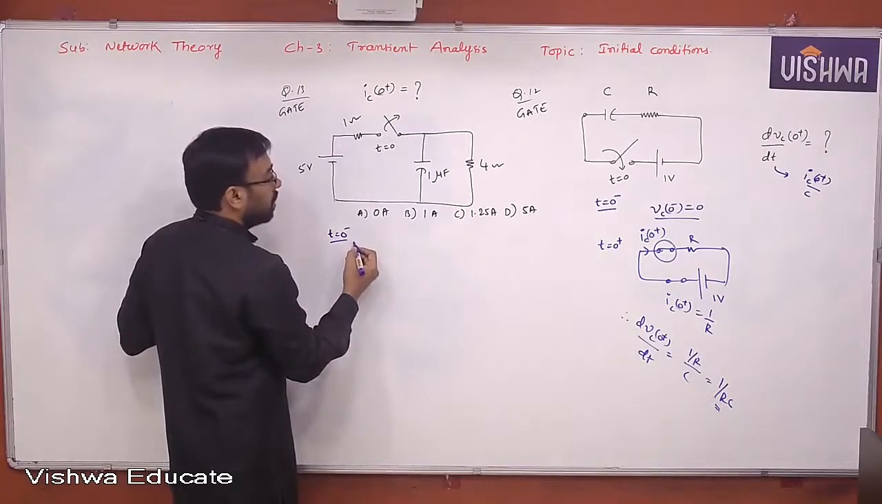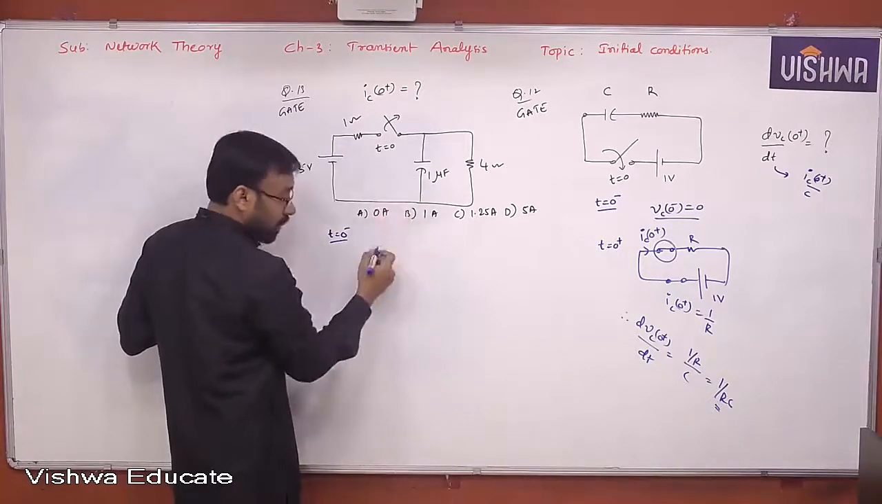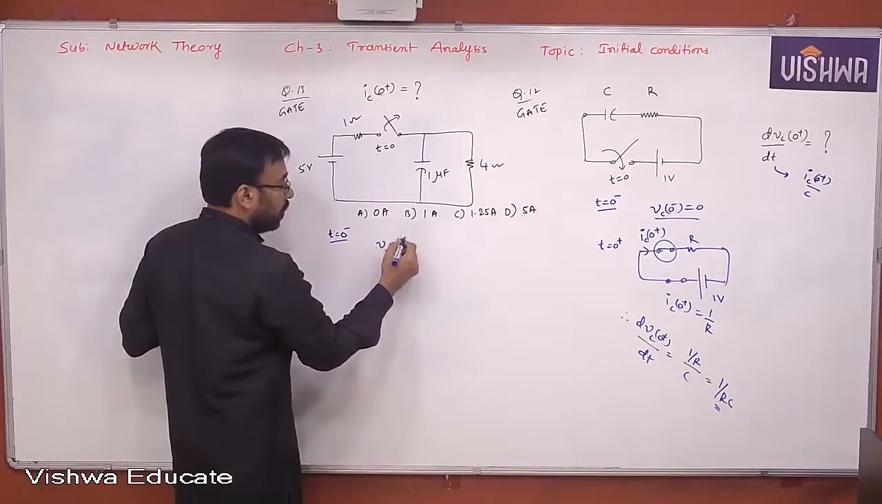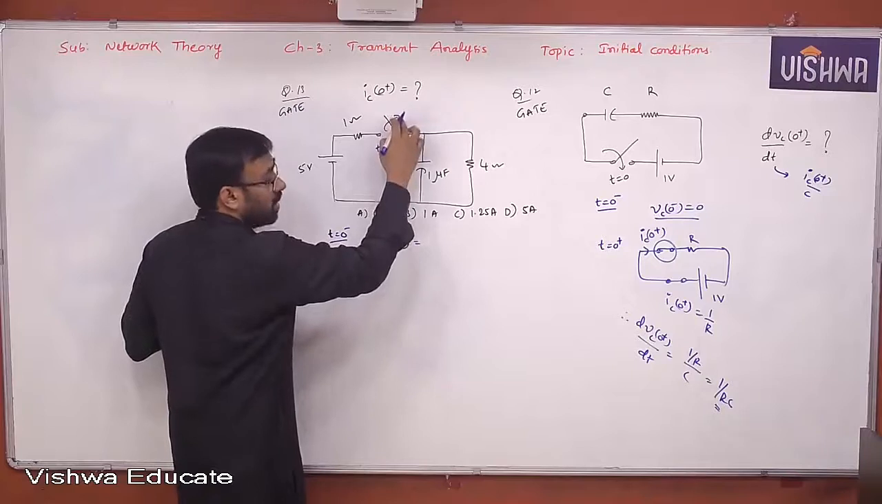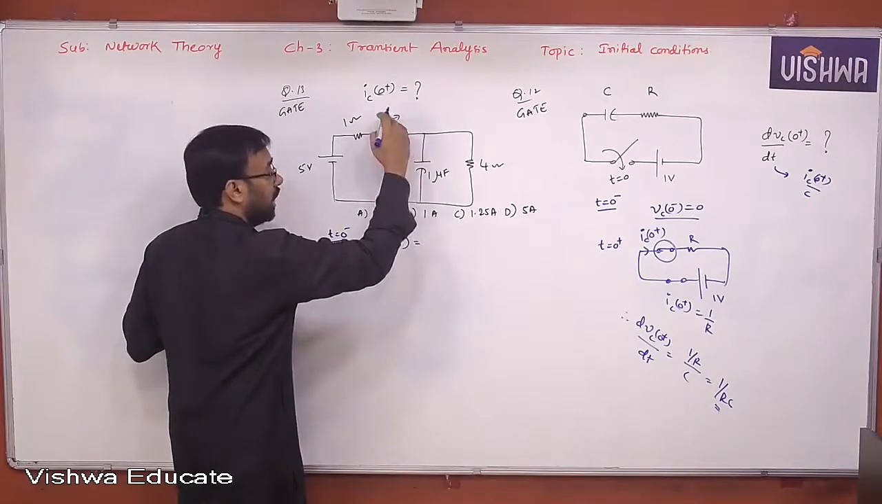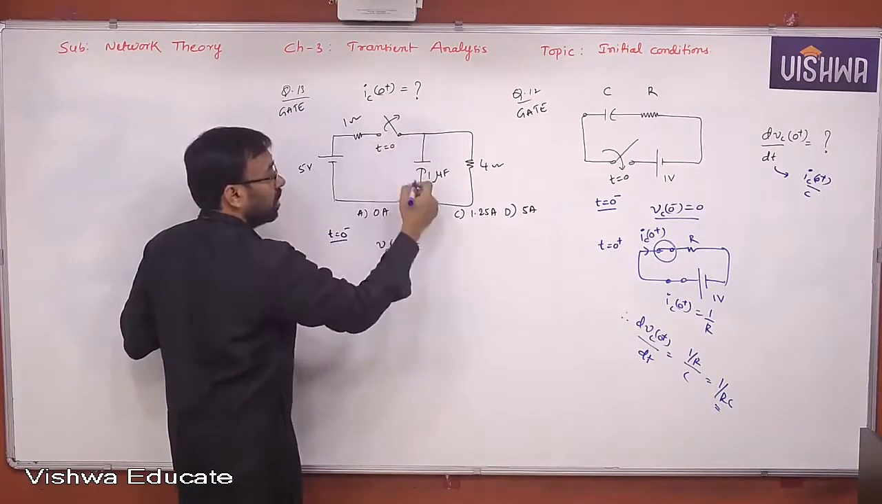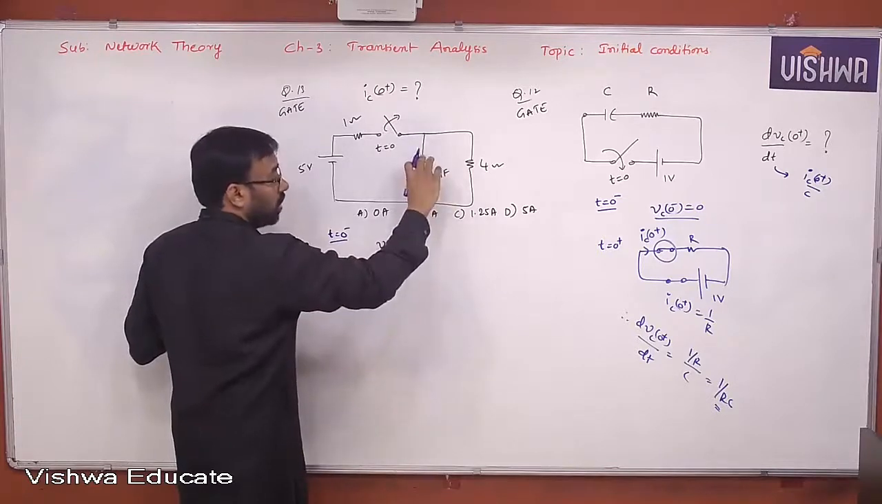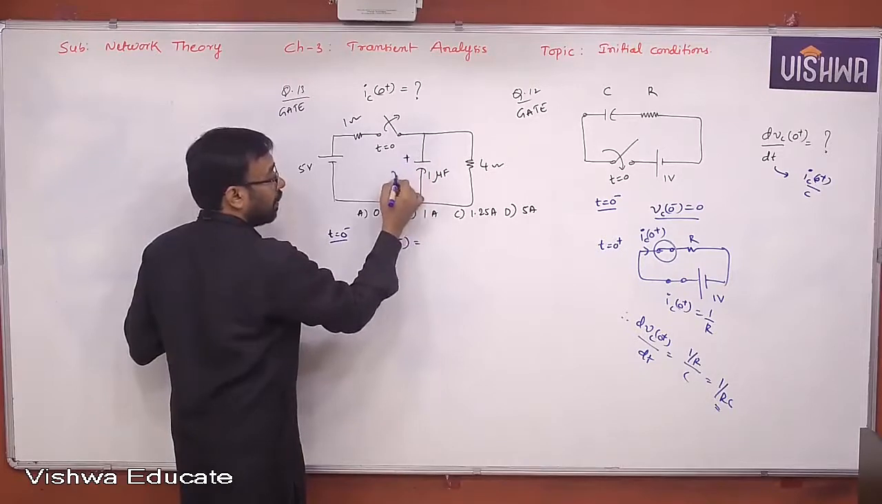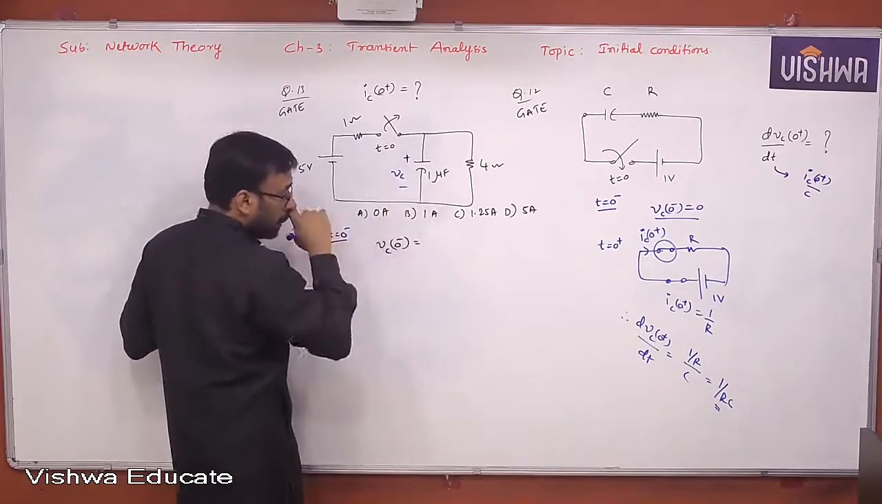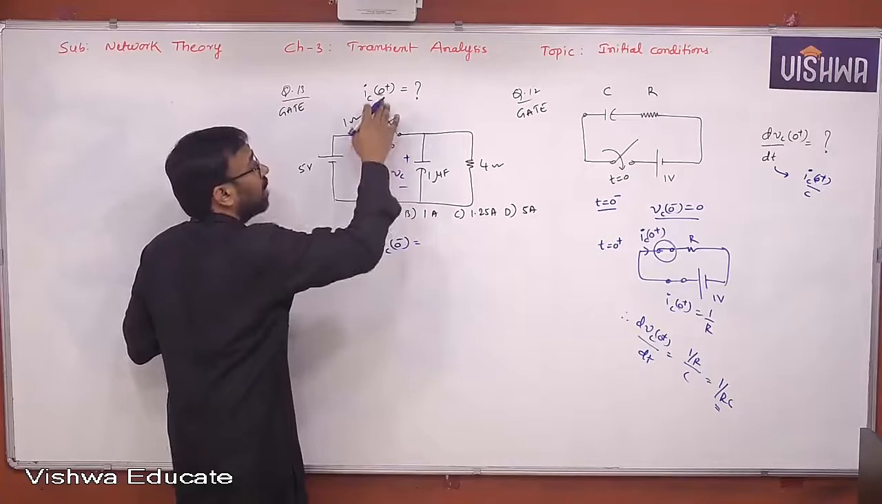What is happening here? Now you need to find the voltage across the capacitor, Vc of 0 minus. When the switch is closed, because you are opening it at t equal to 0, that means at t equal to 0 minus the switch is in closed condition, the capacitor is acting like an open circuit. Yes or no, all of you? Your objective is to find the voltage across the capacitor, Vc of 0 minus, which will help you to find the current through the capacitor.